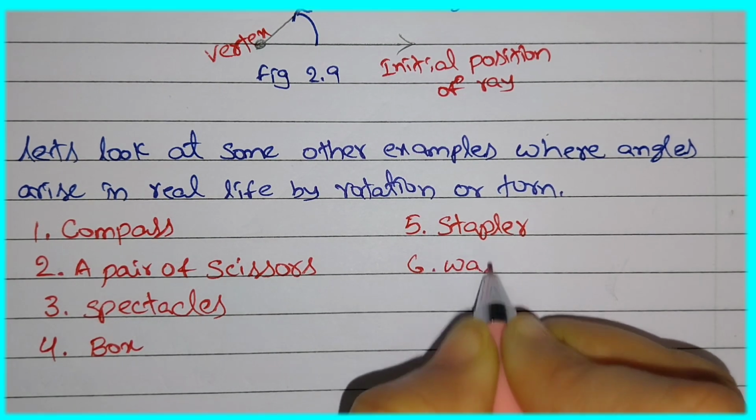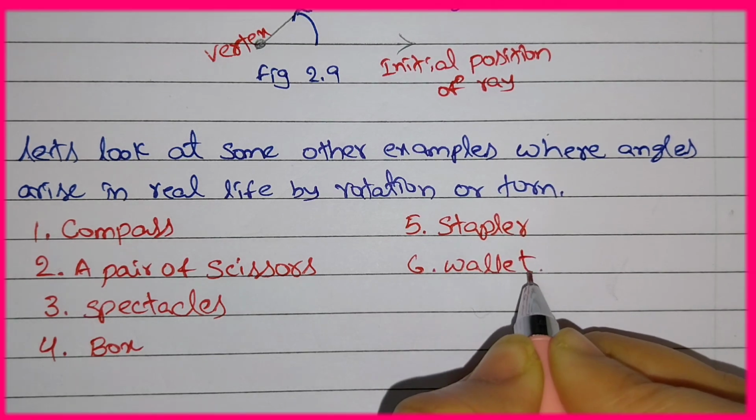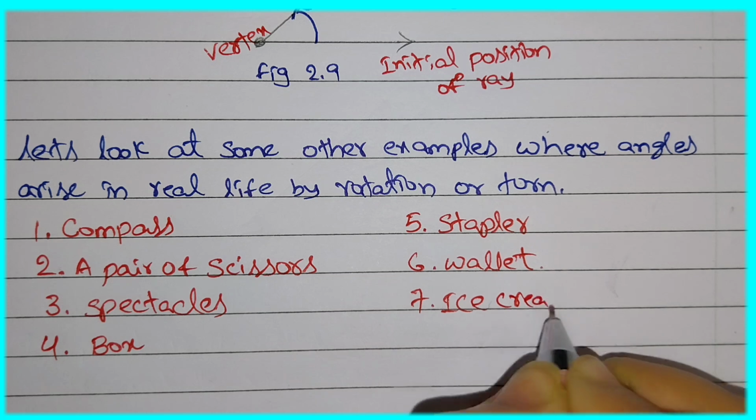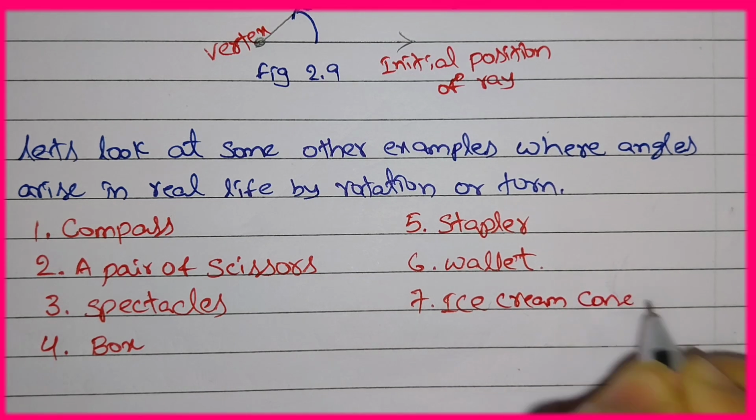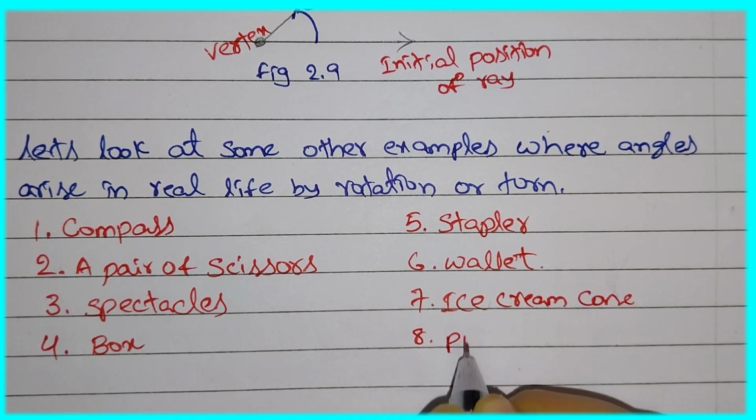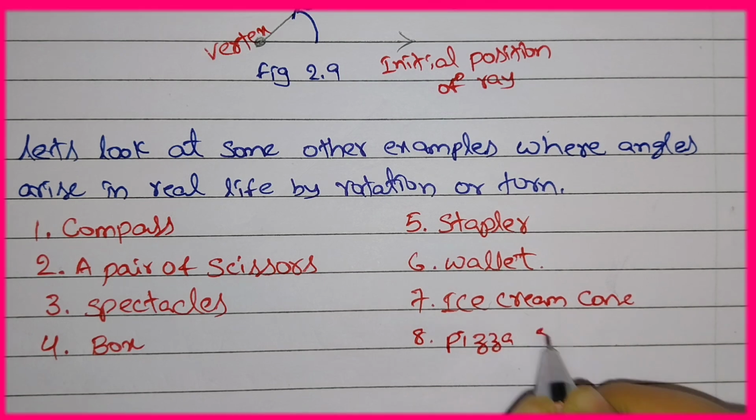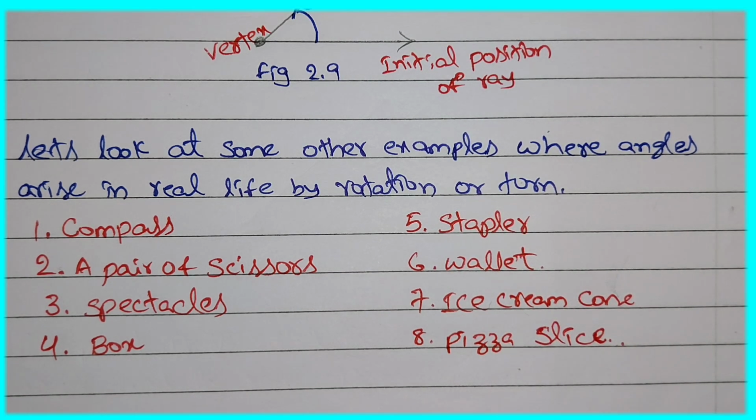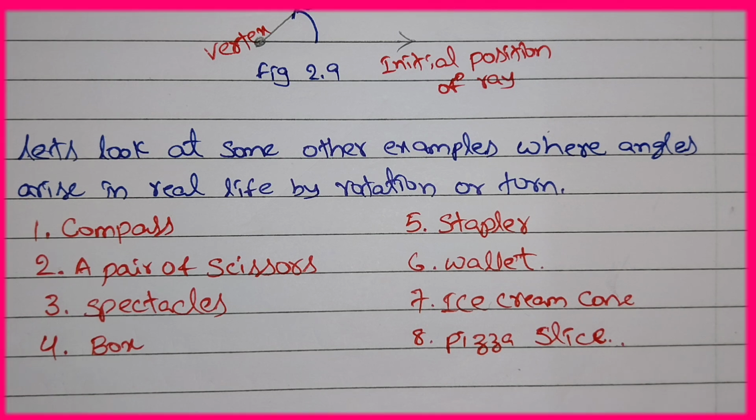So the size of an angle is all about rotation or turn. The more you open something, the bigger the angle, and the more you close it, the smaller the angle. So this is all about angles with examples and explanation. I hope you understand what is an angle, vertex and arms.